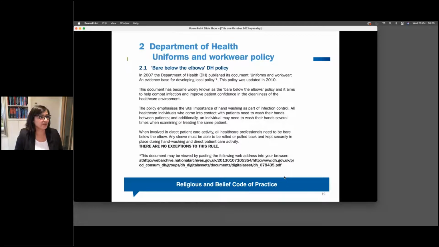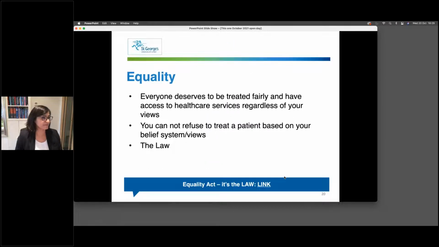That's the Department of Health uniform and workwear policy. It is on our website, so do go on there and have a look and read that. Before students start, it is part of our enrolment, and you will have to sign a student agreement to say that you comply with the uniform policy.